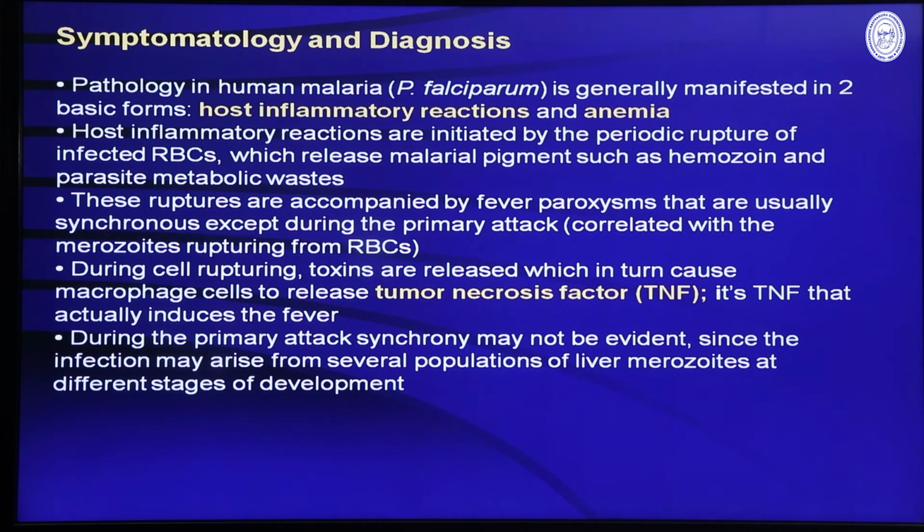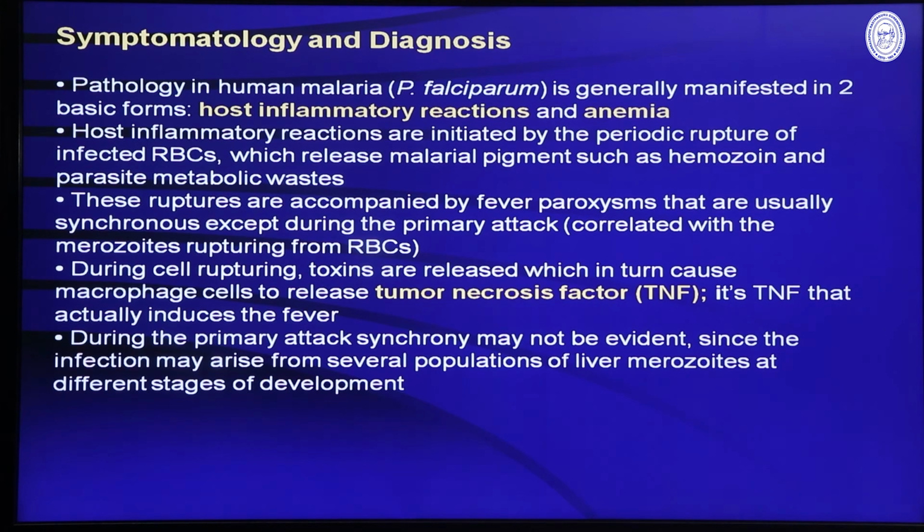Okay, now coming almost to the last part of my discussion, that is the symptomatology and the diagnosis. What are the symptoms by which we can say that a person is infected with malaria? The pathology of human malaria generally occurs in two basic forms: the host inflammatory reaction and anemia. The host inflammatory reactions are initiated by the periodic rupture of the infected RBCs, which releases the malarial pigments, the hemozoins, and the parasite metabolic wastes.